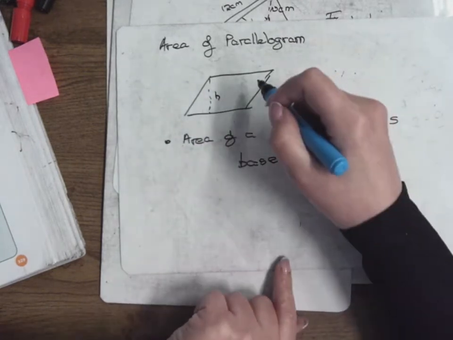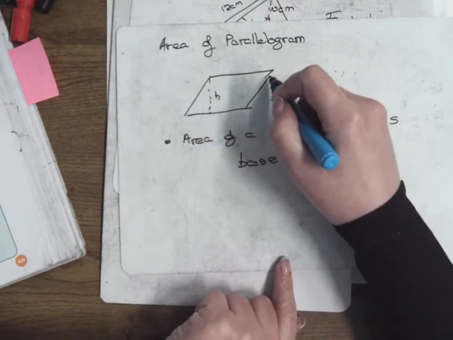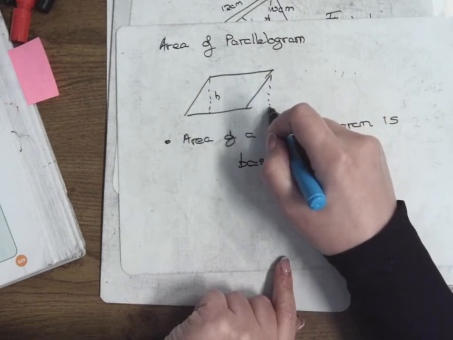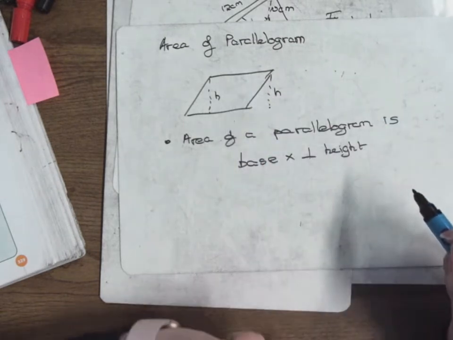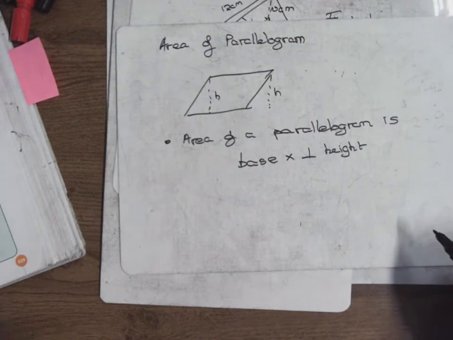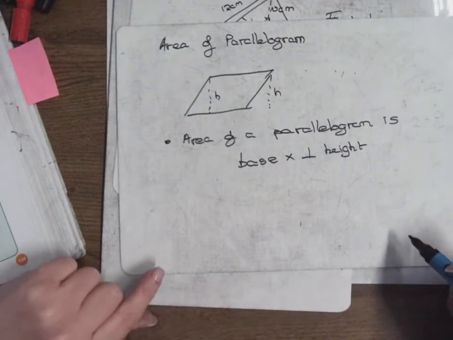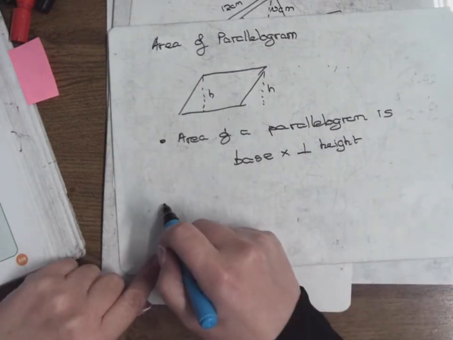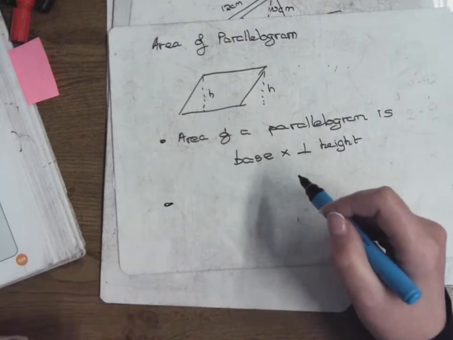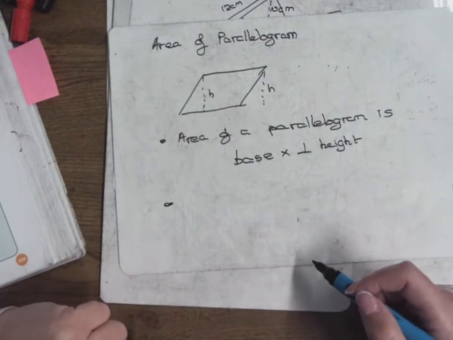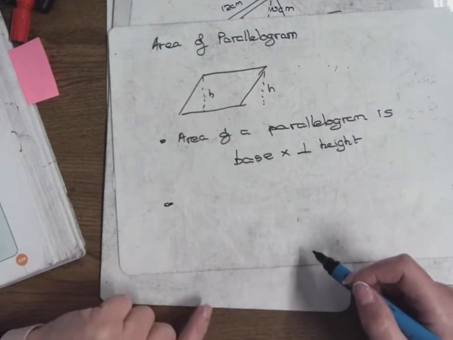Sometimes they give you the straight up height, they might give it to you on the outside. It's the same thing. So base by perpendicular height. That's the first thing you need to know about a parallelogram. That formula is in the log table, so you don't even need to know it, you just need to know it exists.